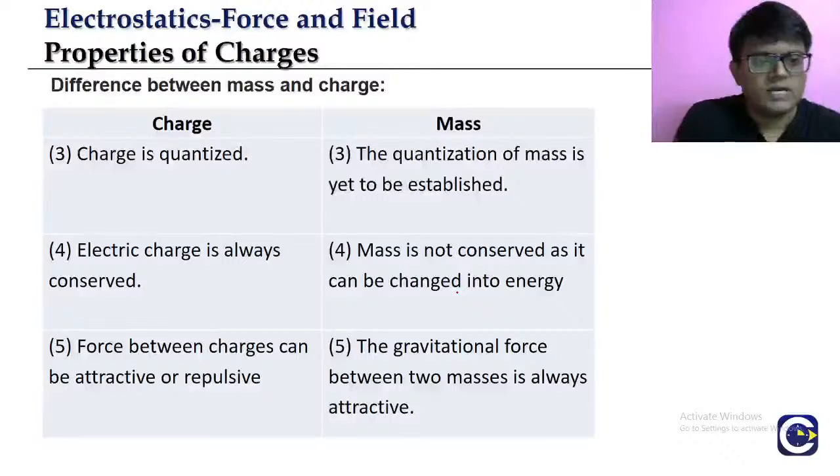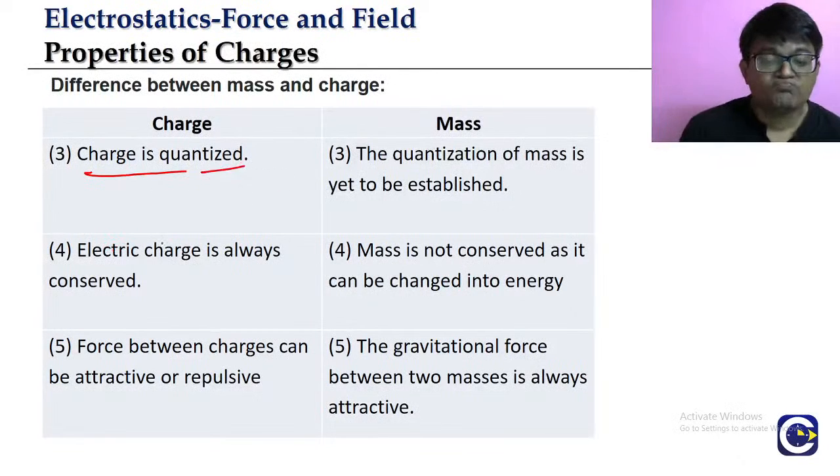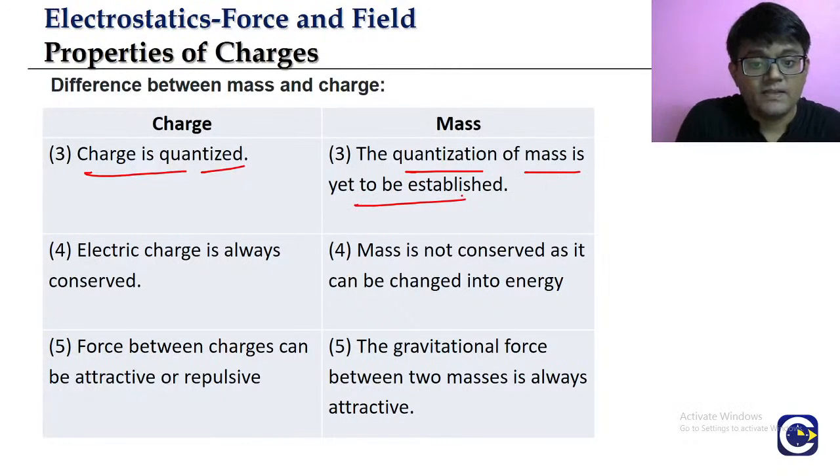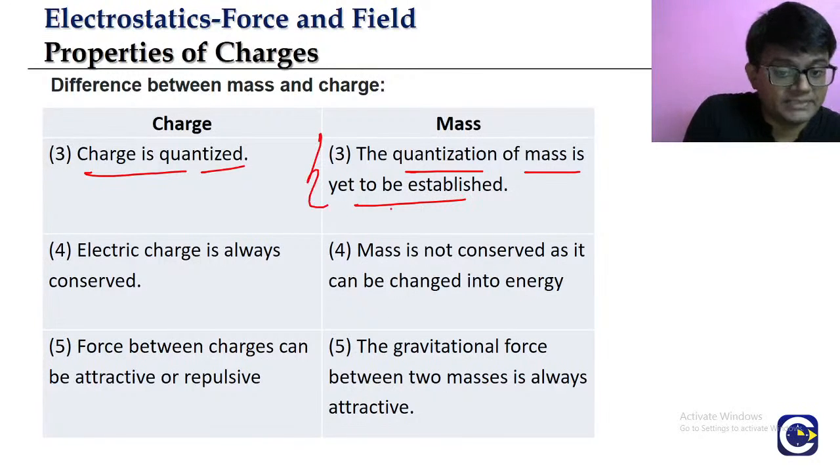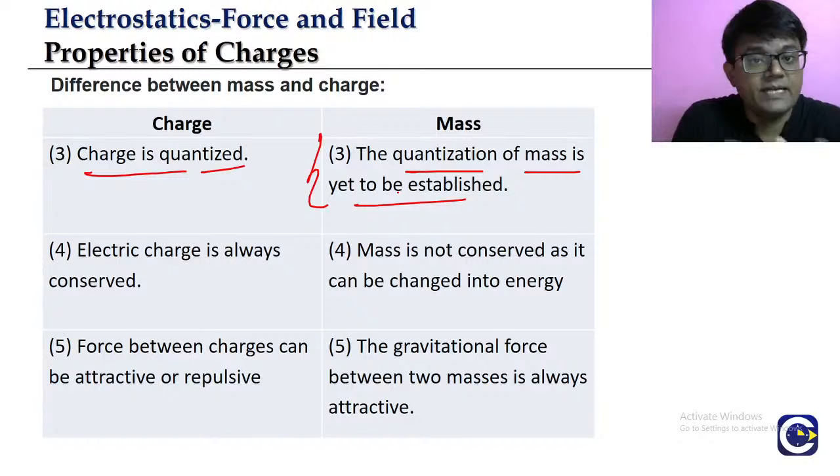Okay, now look at the differences. Charge is quantized. Mass also, as per some theories, is quantized. There are some theories which propose that mass is also quantized, but there are some counter arguments also. So the quantization of mass is yet to be established. Charge quantization is already established.